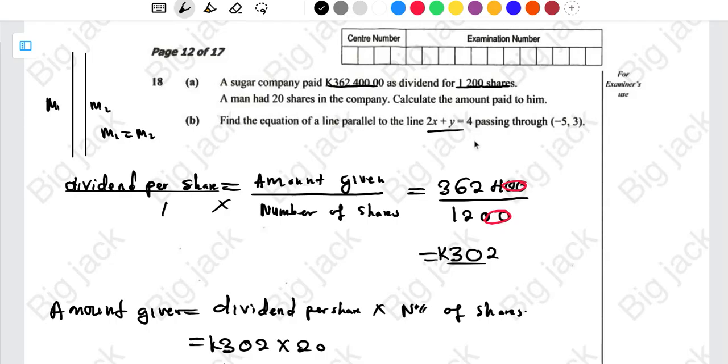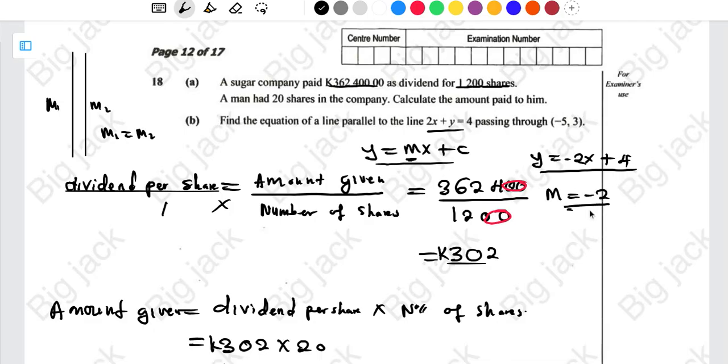So I can write this in the format y equals mx plus c, where m is the gradient. So I have to write this equation in this format. Since x is positive on this side, when it goes to the other side it's going to be negative 2x, then plus 4. So y equals negative 2x plus 4. According to this, the gradient is going to be negative 2.